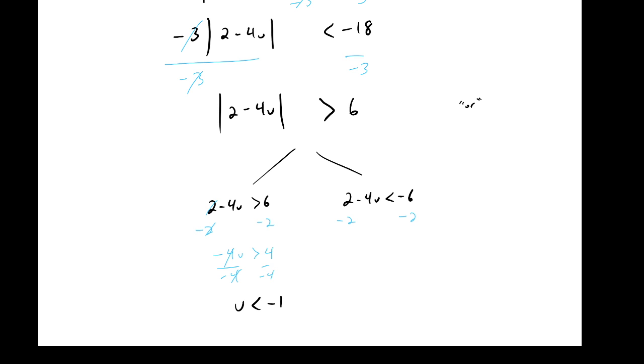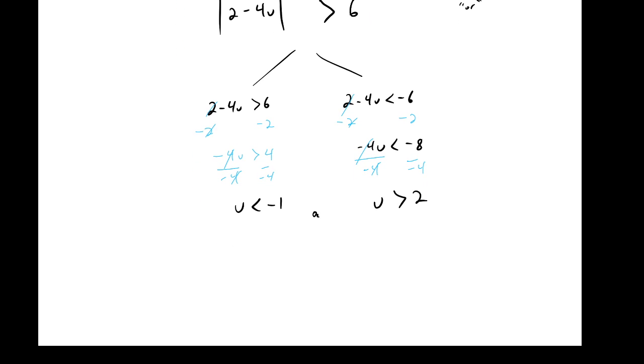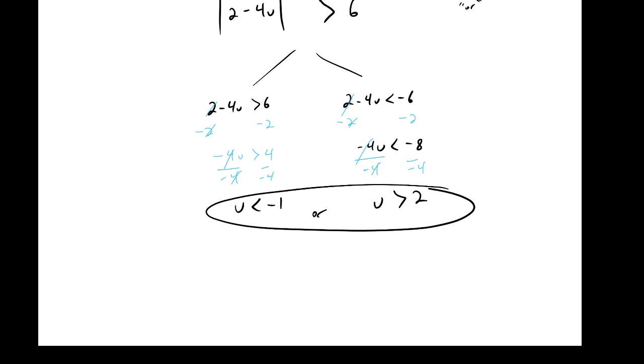Same deal on the right problem, right? Subtract 2. So now I have -4u less than -8. Divide by -4. Hey, look what happened again. u, got to flip my sign. It's going to be greater than 2. This is a disjunction, the very definition of it, right?